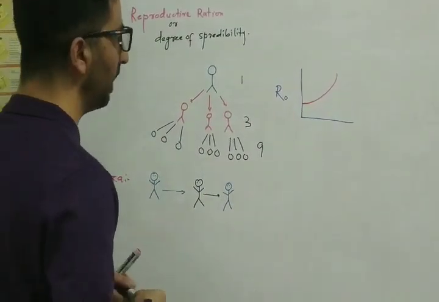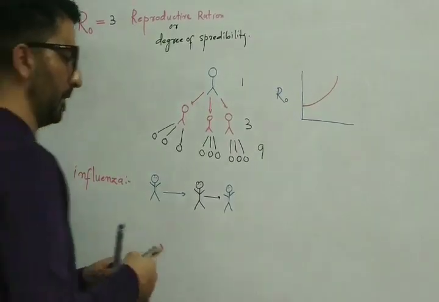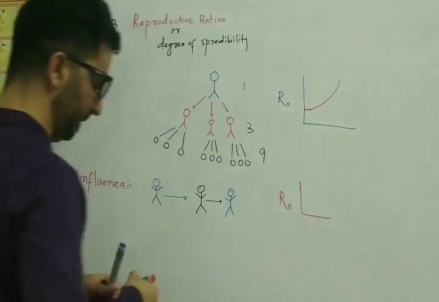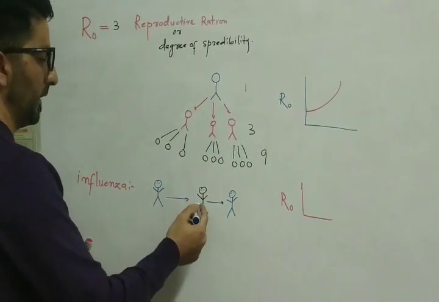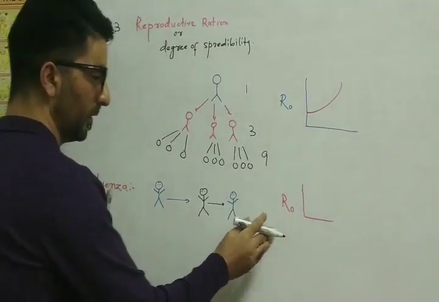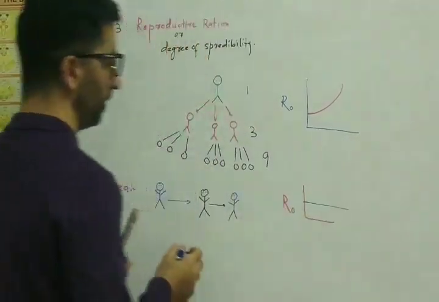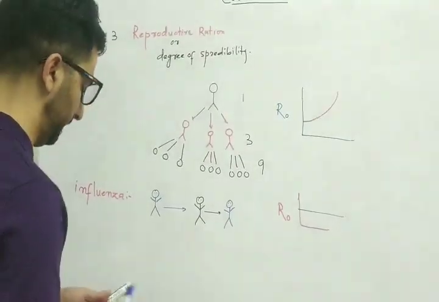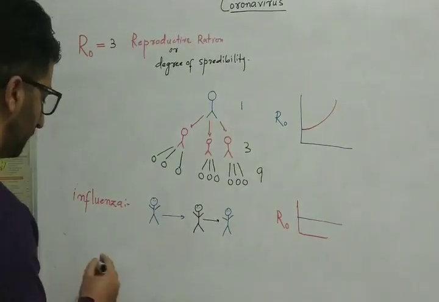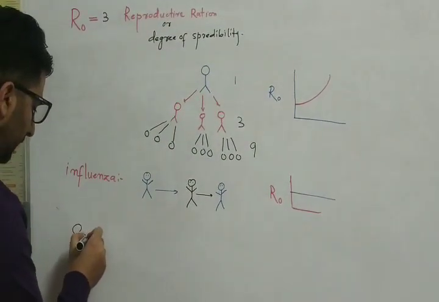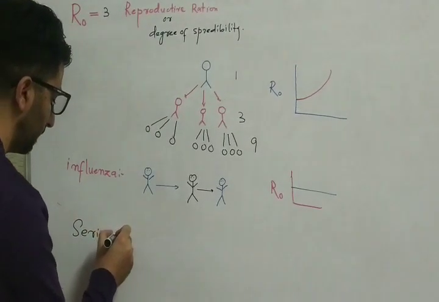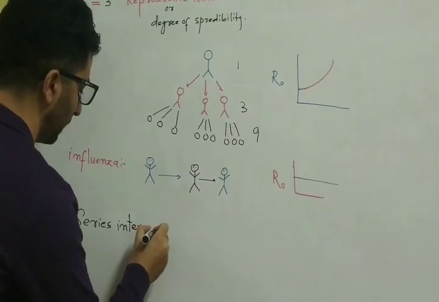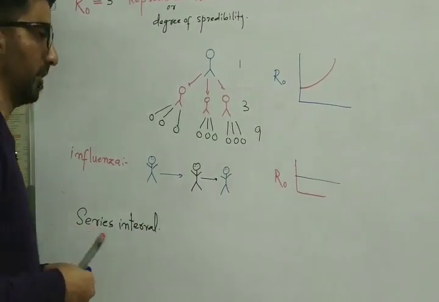So if we see the graph for this influenza, R naught, that one person infects only one person. That's a straight line for this. So the graph should be like this, straight. This was about the influenza. In contrast, for the coronavirus, I will talk about what the serial interval is. I'll explain what the serial interval is for the coronavirus.